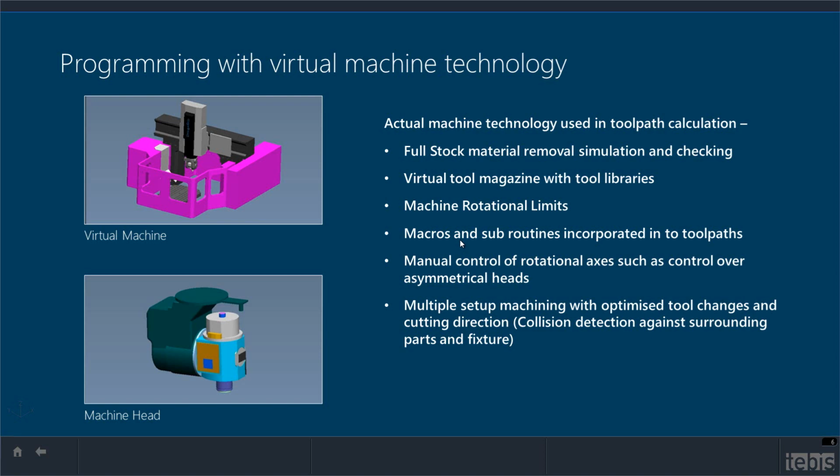Controlling of asymmetrical heads also could be important to you as well. In this case, you can see the example on the screen. And finally, the multiple setup is a very important, unique part of Tebis's virtual machine technology, where we can have multiple parts programmed by multiple different people, but we can collect all of these parts together, set them up on the same machine bed, but optimize all of your tool changes and tilt directions to the most optimized toolpath.